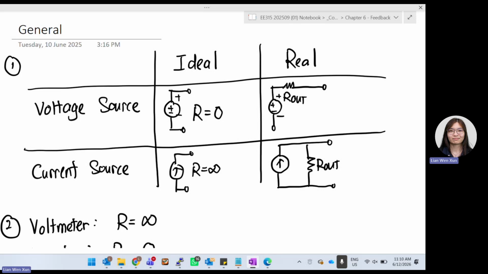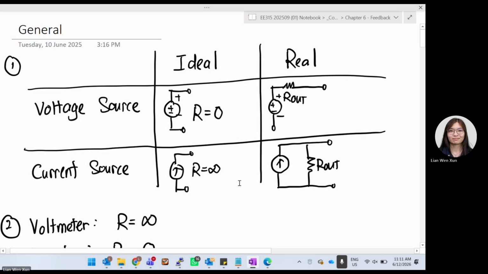Okay, so before we go into feedback, we need to get a bit of concept before going into what exactly are negative feedback, positive feedback. So first of all, when we see voltage source, ideally, it is just a voltage, and then the resistance of it is 0. Basically, it can push through everything very nicely. So the resistance of it, ideally, is 0. However, we know that nothing is ideal in engineering. So there is always a very small resistor in series with the voltage source.